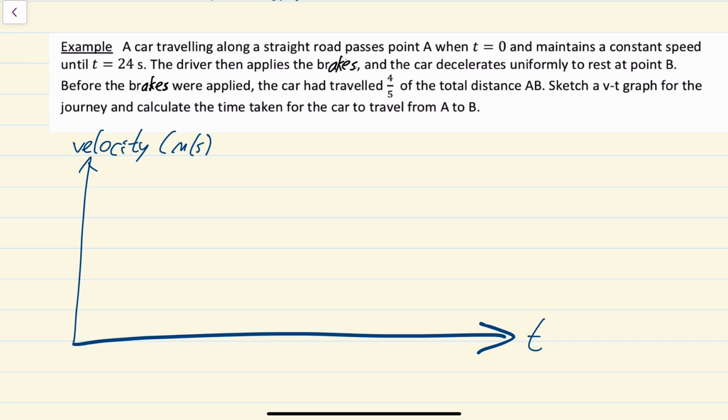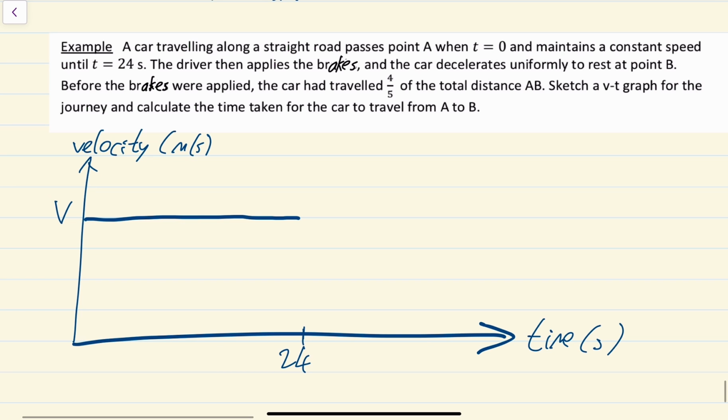Okay, so your diagram: velocity on the vertical, time on the horizontal. First of all, the car is travelling along a straight road. Point A, when t is equal to 0, maintains a constant velocity. So a constant velocity, we don't know what that is, so we're just going to call it v, and it maintains it for 24 seconds. So that's going to be 24.